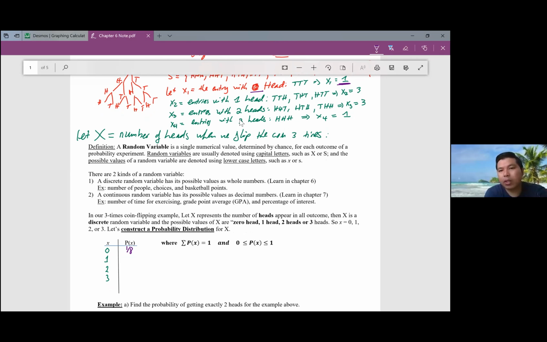Okay. And now, what is the probability of getting exactly 1 head when we flip the coin 3 times? There you go. 3 out of 8. Right. And what is the chance of getting 2 heads when we flip the coin 3 times? Also 3 out of 8. And what's the chance of getting 3 heads when we flip the coin 3 times? And that answer would be 1 out of 8, right?